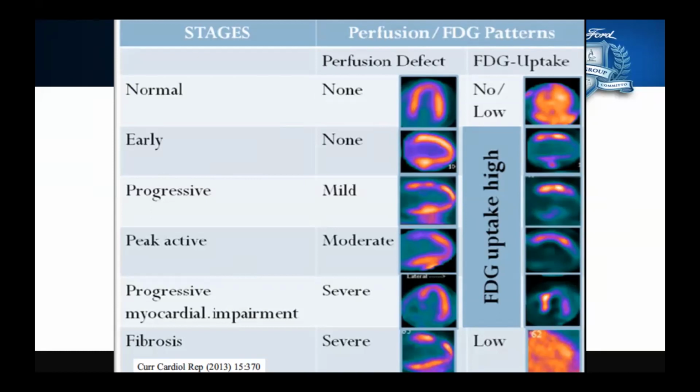And then as you go on, early, progressive, peak active, progressive, you see perfusion defects correlating with your FDG uptake. One thing to keep in mind is that a reduction in FDG uptake could mean a resolution of inflammation or progression of the disease process and fibrosis. If you look at normal and fibrosis and look at the perfusion and FDG uptake, you need perfusion imaging even on the follow-up scans or initial scans to help distinguish, right? Because in your normal, you don't have any perfusion defects and your FDG uptake is no or low, but in your fibrosis, you have severe perfusion defects, even though you do have low FDG uptake. It's just the importance of how perfusion imaging is critical even on follow-up and initial scans.